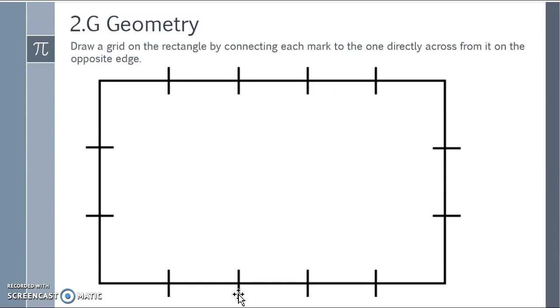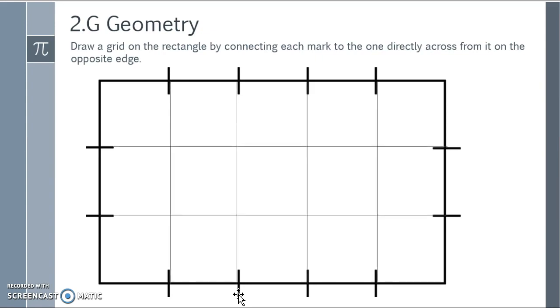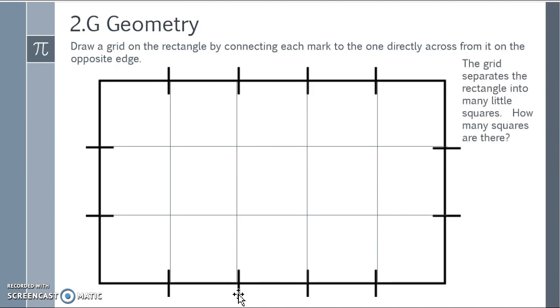Again, I hope you printed off this so that you can do the activity as we go along here. So using the rectangle here with the hashtags, draw a grid on the rectangle by connecting each mark to the one directly across from it on the opposite edge. It should look like this. The grid separates the rectangle into many little squares. How many squares are there?